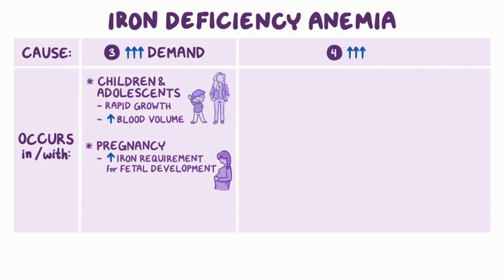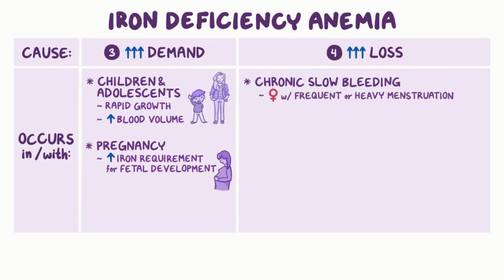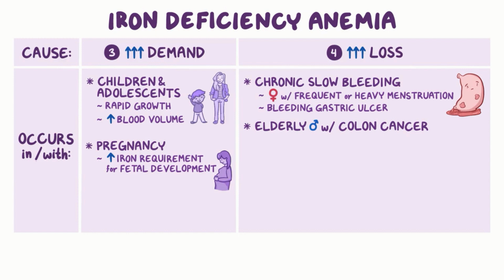Finally, increased iron loss generally occurs in people with chronic slow bleeding because iron is lost along with red blood cells. This includes females with frequent or heavy menstruation, or people with bleeding gastric ulcers, and most importantly, elderly males with colon cancer, because the tumor can bleed and cause anemia. In fact, the first symptom of colon cancer is often iron deficiency anemia.